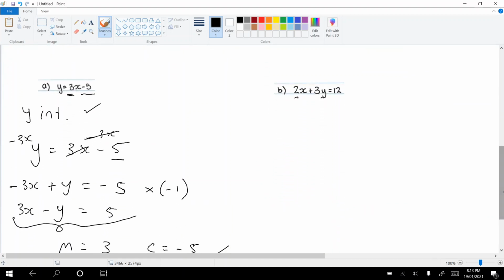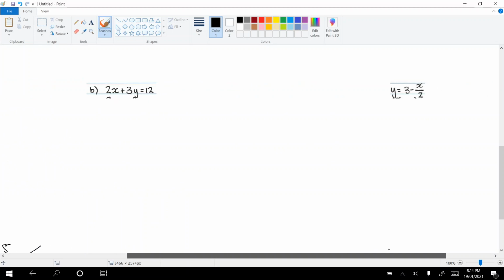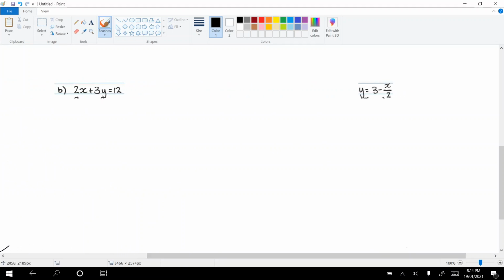Let's have a look at example B. We've got 2x plus 3y equals 12. So this is already expressed in general form. That is ax plus by equals c. So this is general form.